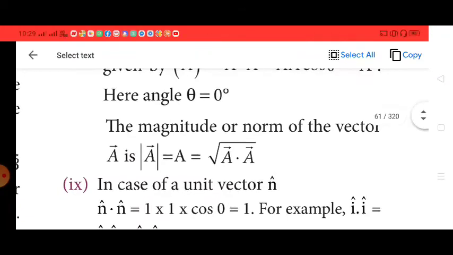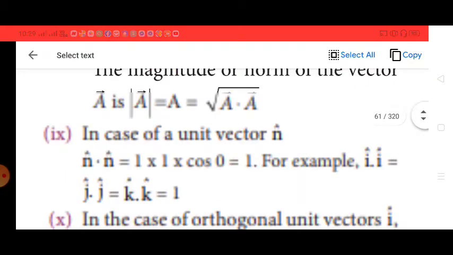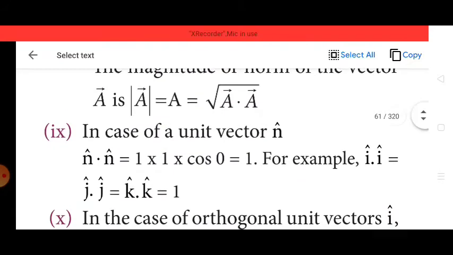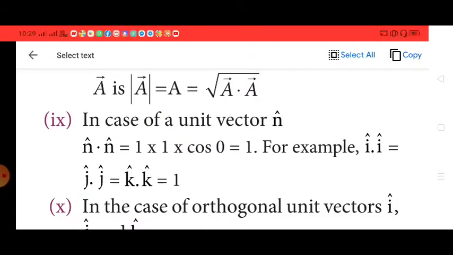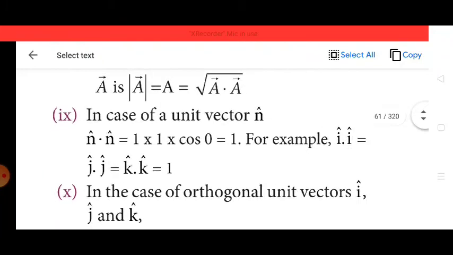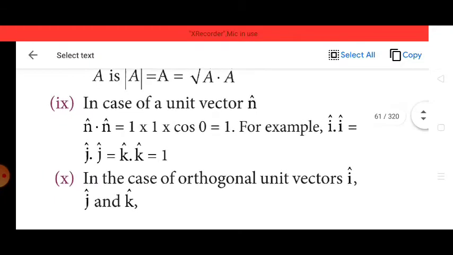Ninth point, in the case of unit vector, n cap dot n cap is equal to 1 into 1 into cos 0, which is equal to 1. For example, i cap into i cap, j cap into j cap, k cap into k cap is equal to 1.